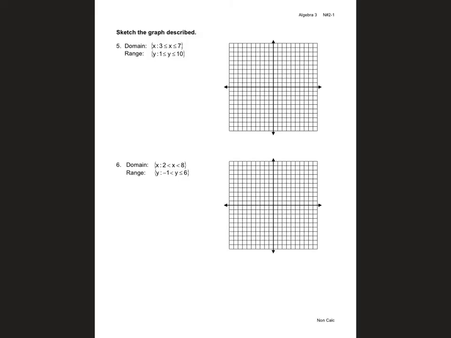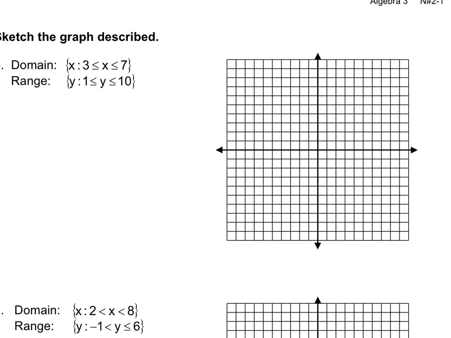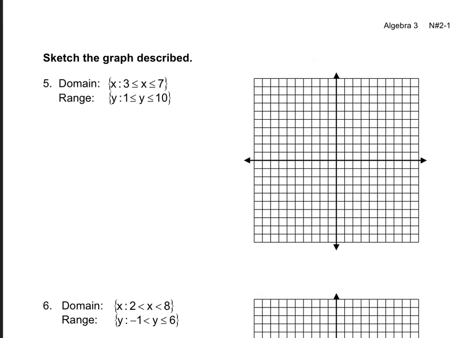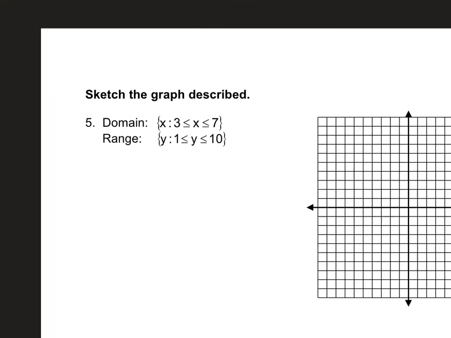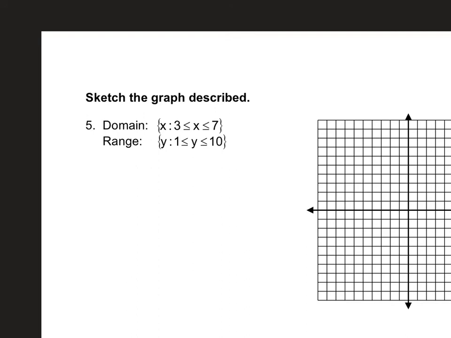All right, so these two problems are a little bit weird, okay? The first one's not so bad. The second one is a bit strange. So be really careful when you do these. This is saying here is the domain and range of something. I want you to sketch it. So the easiest thing to do is to find the corners of where this could exist.